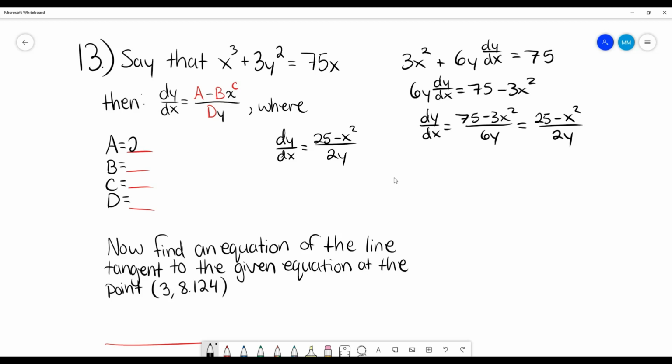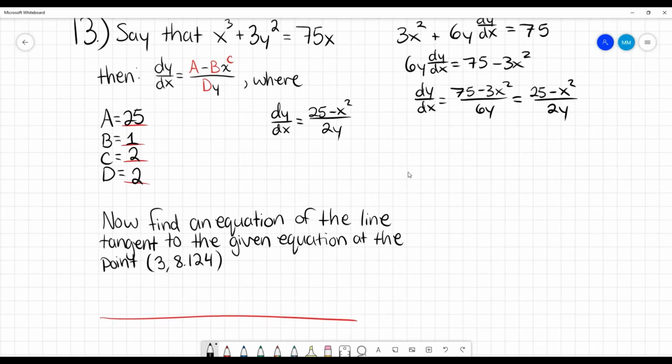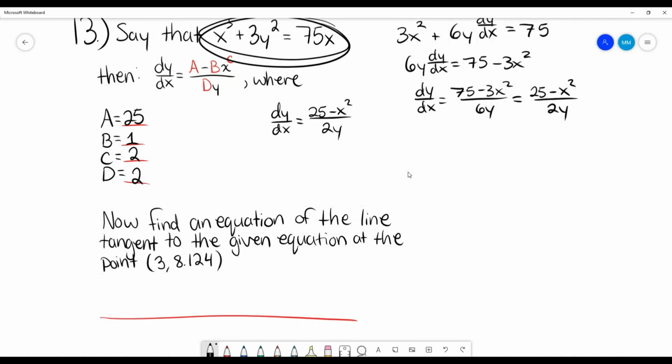Okay, so our a is 25, our b is 1, because it's just minus 1 times x squared, so c is 2, and our d is also 2, because it's 2 times y. Now the trickier bit is using that. We want to find the equation of the line tangent to this equation up here at this point that they're given there. So 3 comma 8.124.